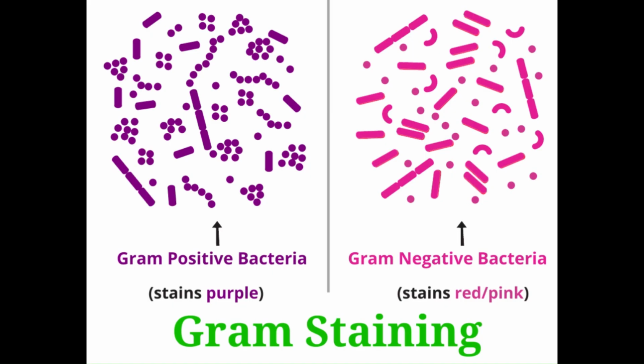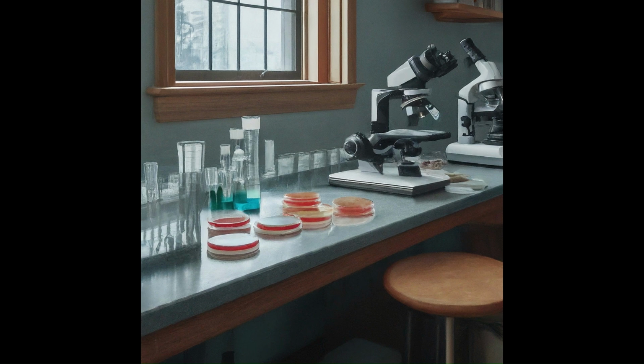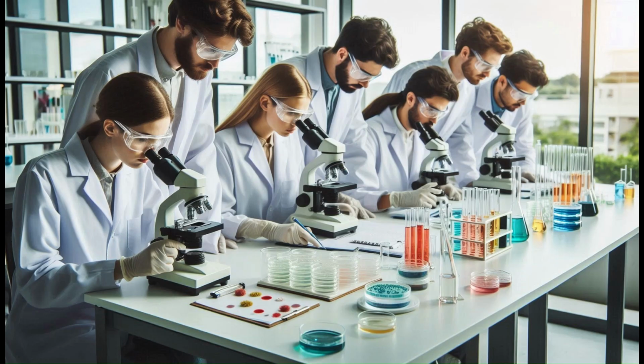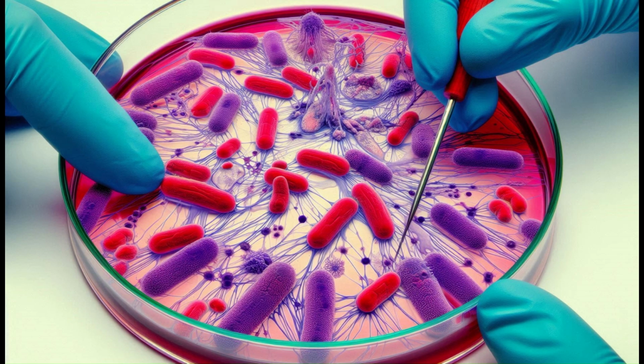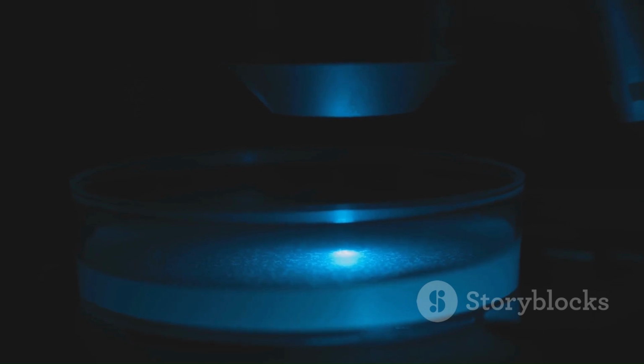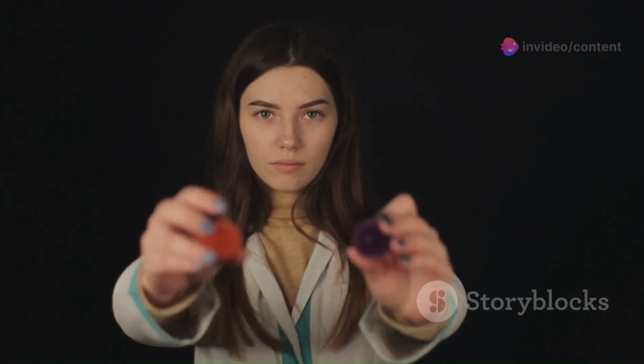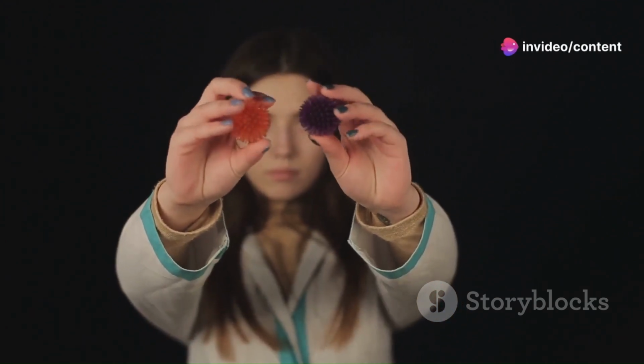Gram developed this technique in 1884, and it has since become a fundamental tool in bacterial identification and classification. The Gram stain involves a series of dyes that stain bacteria either purple or pink. The process starts with applying a primary stain called crystal violet, followed by a mordant, usually iodine, which helps fix the dye to the bacterial cell wall. Bacteria that turn purple are called Gram-positive.